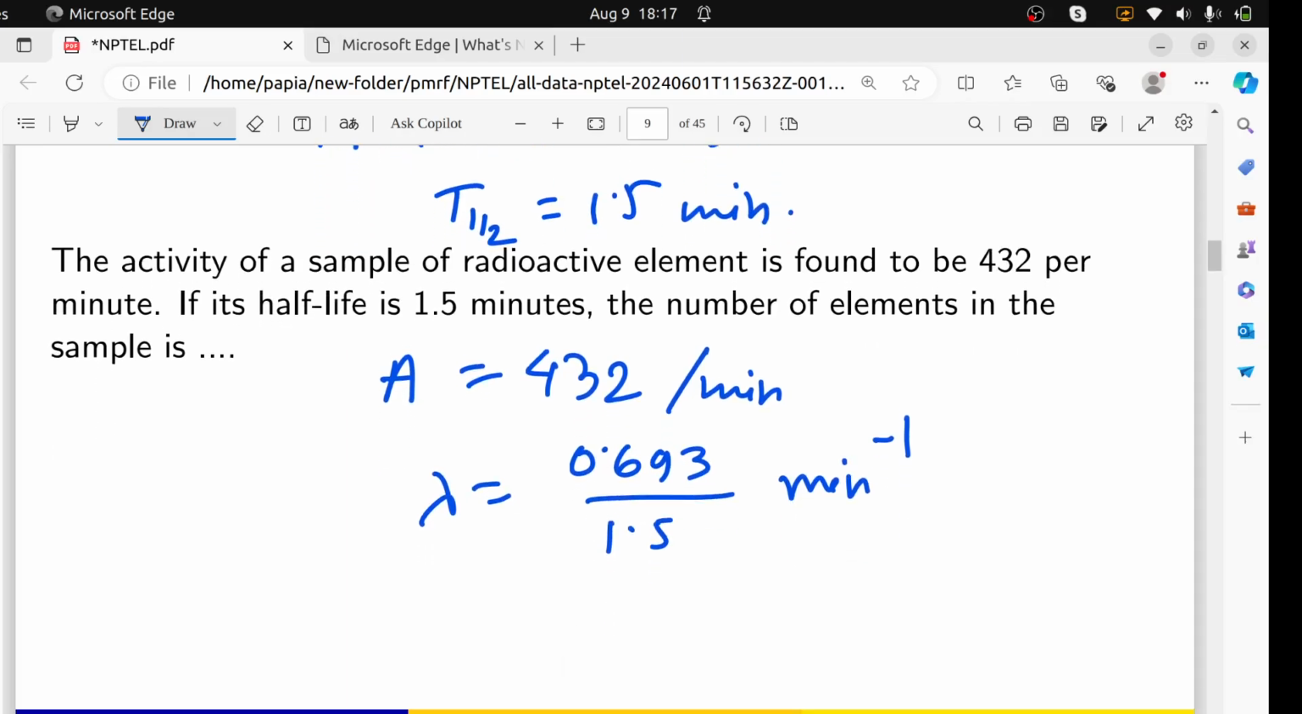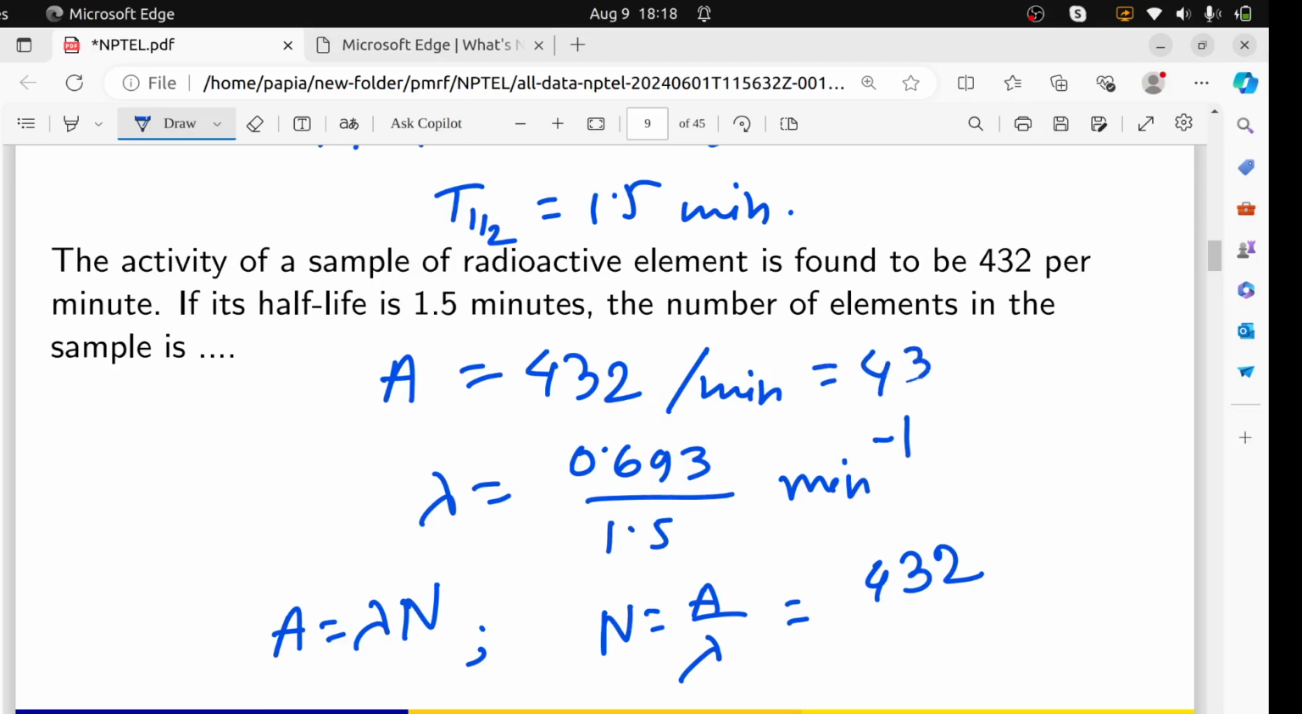Okay. So now A is lambda into N. They are asking the number of elements in the sample. The number of elements means they are asking about the number of parent nuclei atoms. So N is A by lambda. So A is 432. Now just see, it is minute inverse. I can write it like 432 minute inverse.